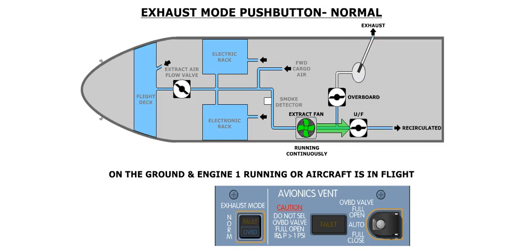If the aircraft is on the ground with the number 1 engine running, or if the aircraft is in flight, the extract fan will run continuously, the overboard valve is fully closed, and the underfloor valve is fully open.